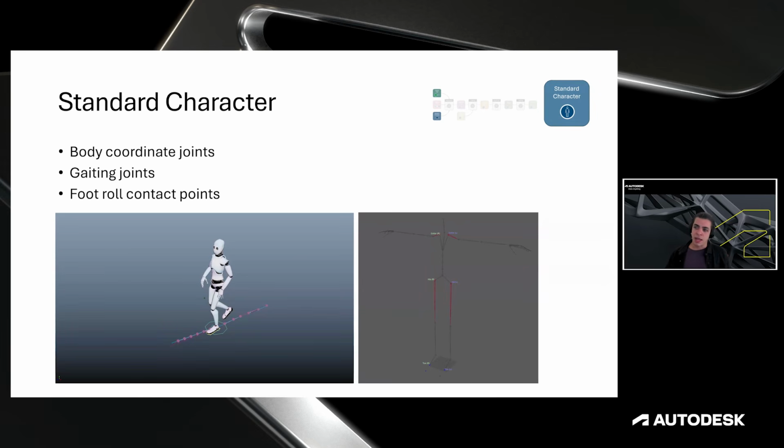And other joints are tagged for the foot sliding reduction system. So we tag the beginning and the end of the foot and the knee and the upper leg so that we can adjust the foot movement, the leg movement.